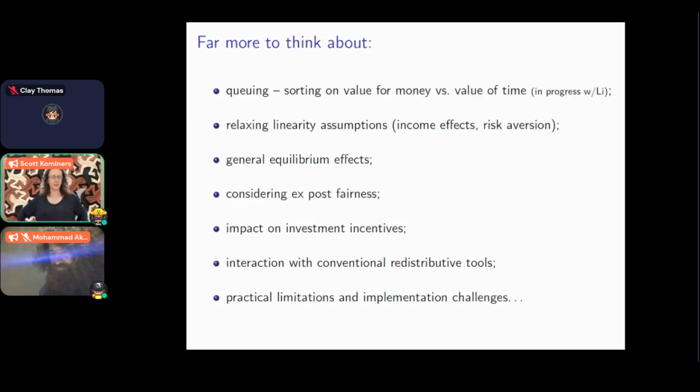Also, everything we presented today has linearity assumptions, but especially in cases where we're concerned about inequality, linearity is a really bad assumption. We're worried about income effects, we're worried about risk aversion. All of these things, especially with low income or high risk populations, are first order. And so we need to understand how those types of additions affect the model and the optimal allocation.